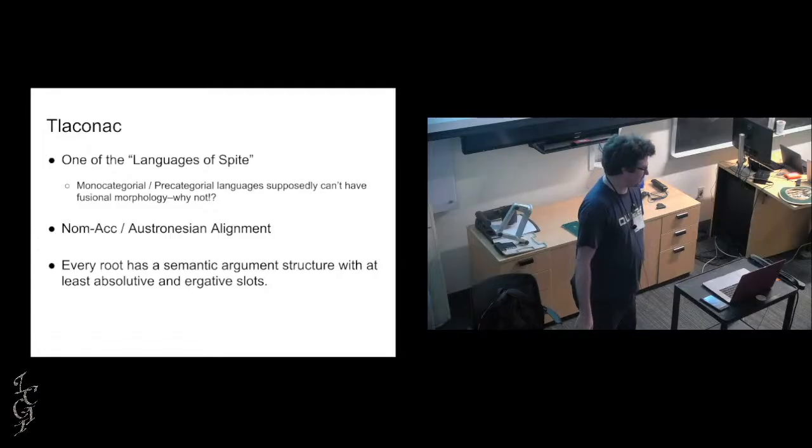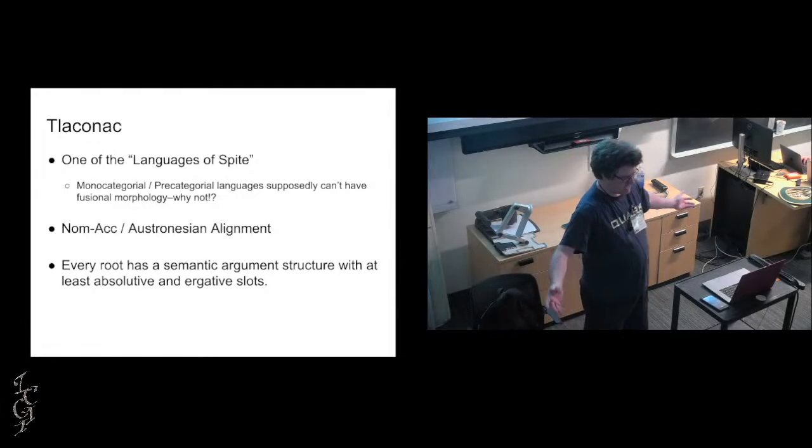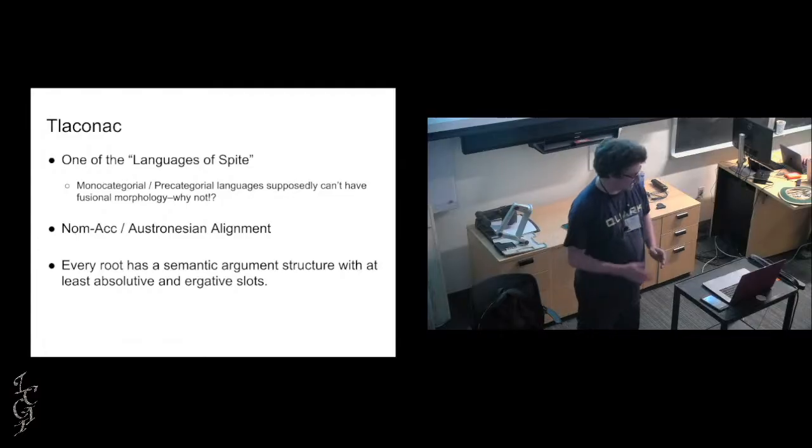So I've got a trilogy of languages, which I like to call the languages of spite, because I read a paper once that said, this particular typological combination can't exist. And I'm like, oh yeah? I'm going to prove you wrong. So 2 of those are in this list. One of them is not.